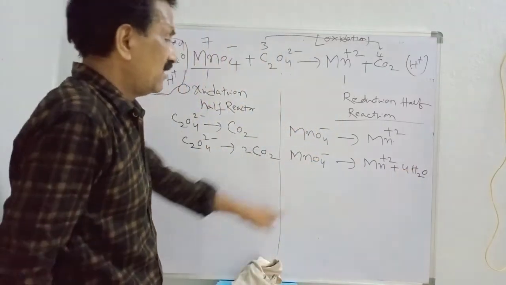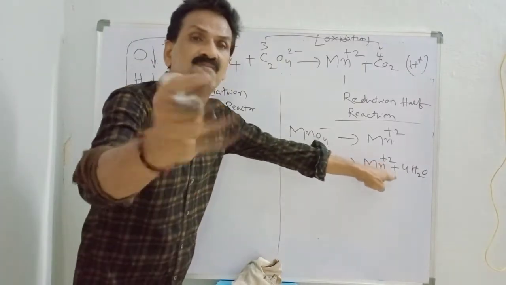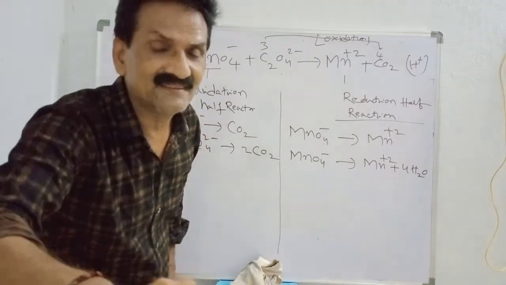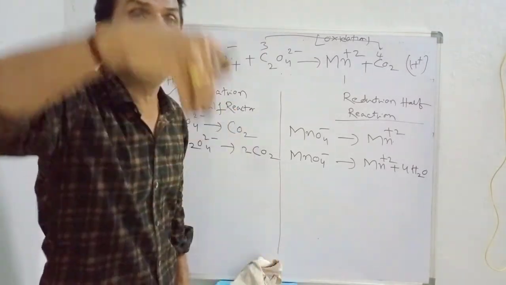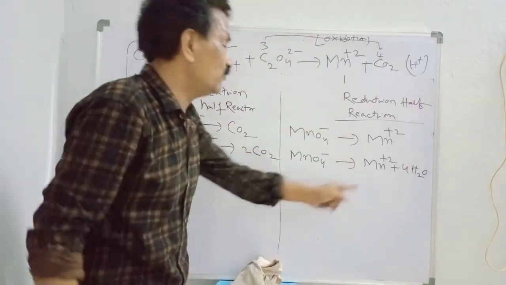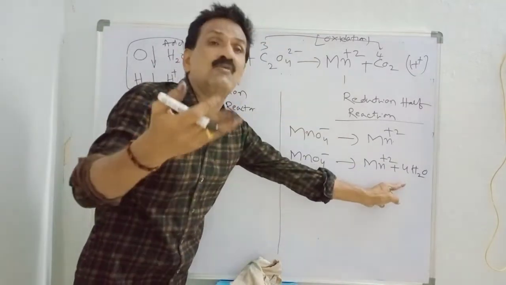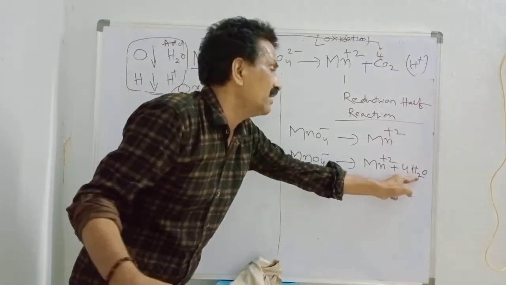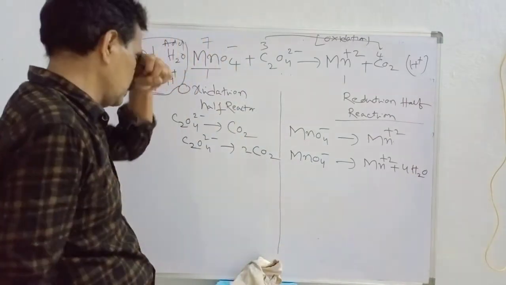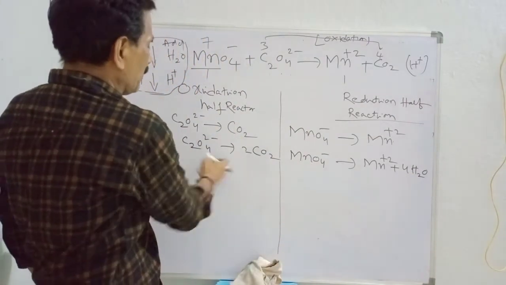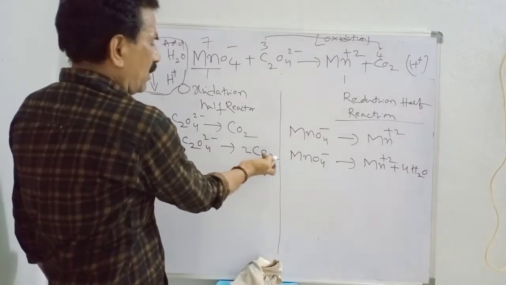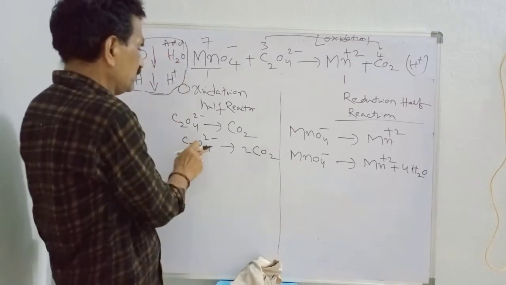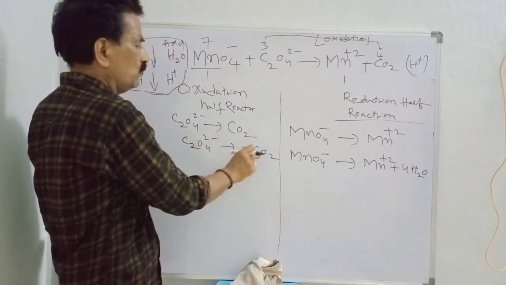Here 4 oxygens are there, here there is no oxygen, so you have to add H2O where oxygens are deficit, where oxygens are badly needed. For 4 oxygens, I have to add 4 H2O. No problem. Here there are no oxygens or hydrogens left over. 2 carbons, 4O, 4O, no problem.